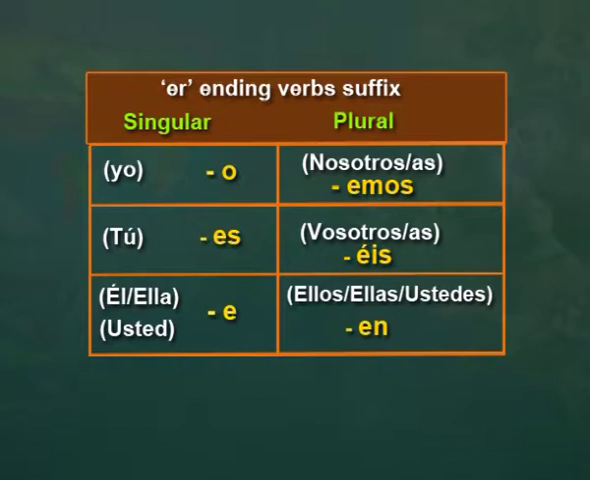So, as we learned in the first class, each verb has a root or a stem and an ending. To conjugate regular verbs in Spanish, we remove the ending and add a suffix to it. For ER ending verbs, the suffixes are: for yo, o; tú, es; él, ella, usted, e. Now, in the plural section: nosotros, nosotras, emos; vosotros, vosotras, éis, with an accent; ellos, ellas, en; ustedes, en.